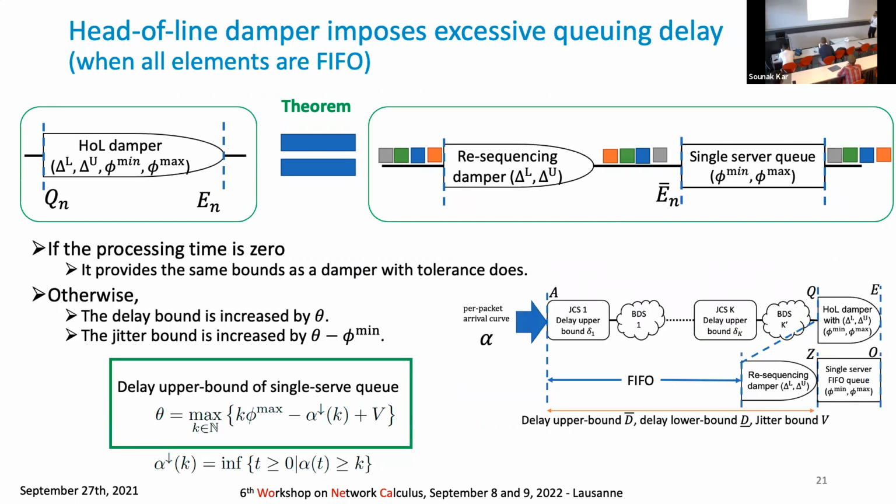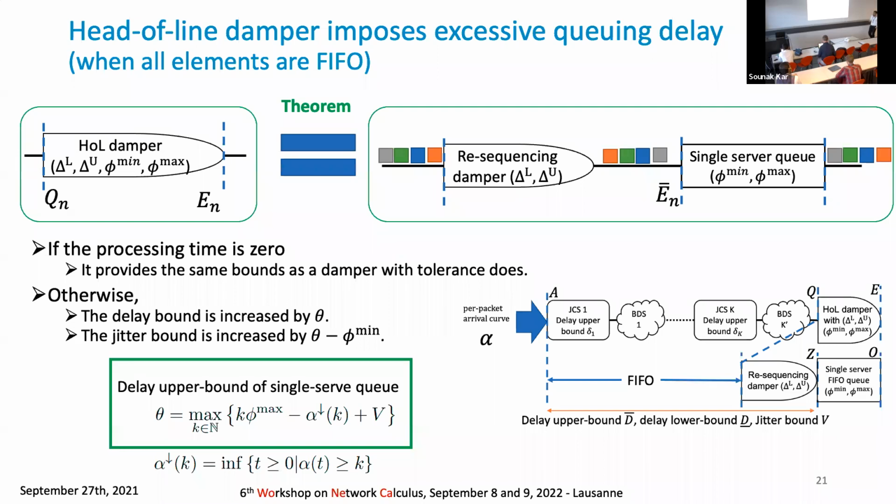In another case, when we have a head-of-line damper, we also have another theorem that says that a head-of-line damper is actually, logically, a resequencing damper followed by a single server queue. So it is simple to see that if the processing time can be assumed to be 0, it is simply the same as the resequencing damper, and all the things that we said in the previous slide are valid for it, and it provides the same delay bound as the resequencing damper and as well the damper with tolerance.